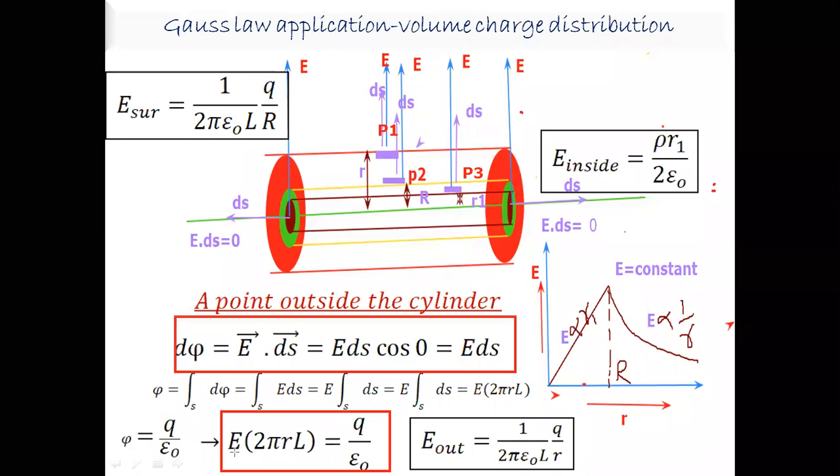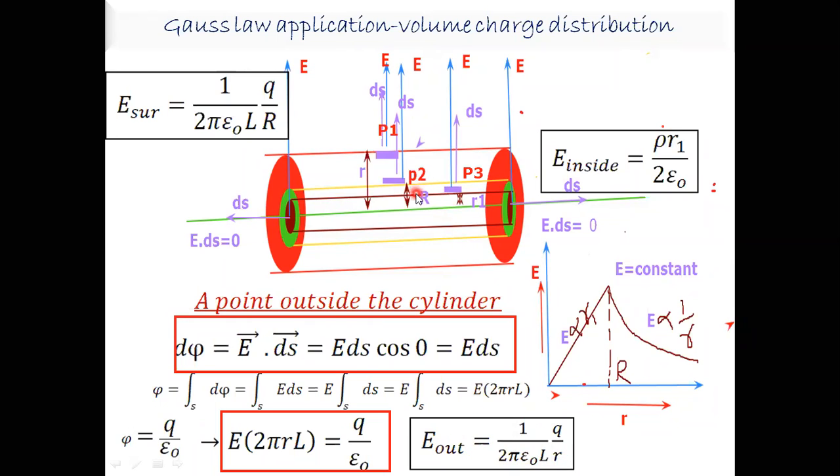Therefore, writing E as the subject, the field strength at an outside point equals 1 by 2 pi epsilon naught times Q by L R. Here the charge distributed over the non-conducting cylinder, Q, is constant. The length of the cylinder is constant. Epsilon naught, the permittivity of free space, is constant. Then E out depends upon what? It depends on distance. It is inversely proportional to R. So for an external point, the field strength is inversely proportional to the distance of that point from the axis of the cylinder, and it is inversely proportional to the distance from the axis. Therefore, for an external point, the field strength is decreasing according to this formula, E inversely proportional to R.